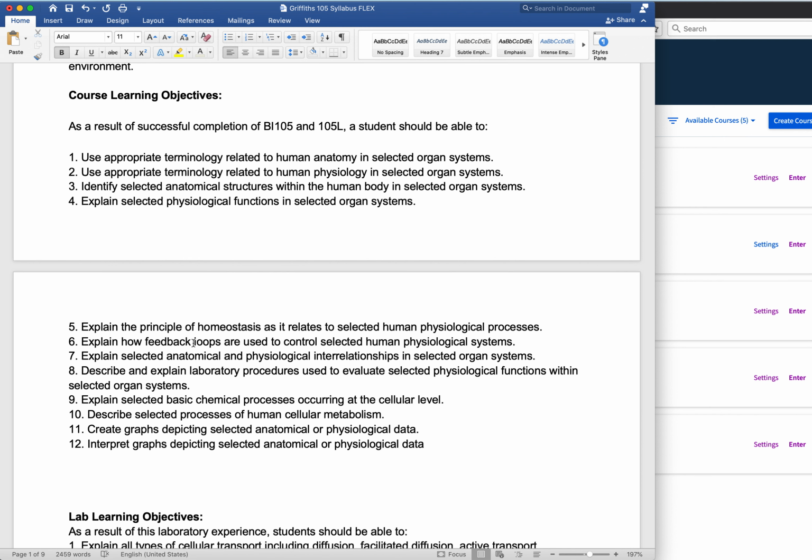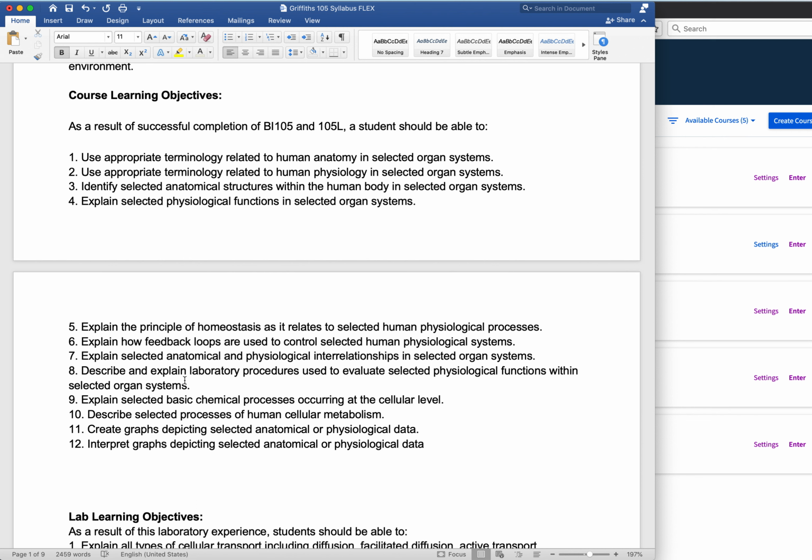And then we'll talk about feedback loops, which are used to control these homeostatic parameters. And so we'll talk about them and how they're used to control physiological systems. We'll talk about anatomical and physiological relationships in organ systems. And we will use many different laboratory procedures. Now, you guys probably aren't going to be using these procedures in person.